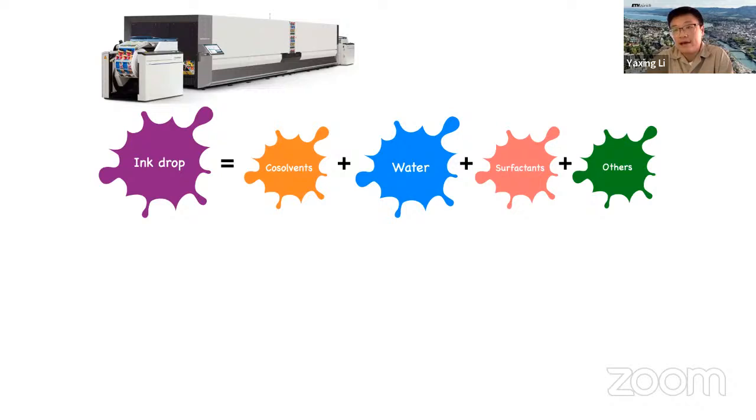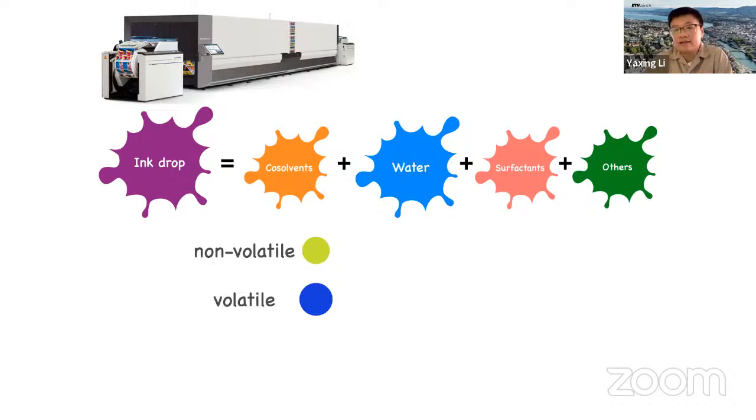But every ink droplet has so many different components. For example, Canon, their print drop is normally water-based because it's more environmentally friendly. So we always have water as one component, and then we have co-solvents, we have surfactants, and some others, for example, pigments, because eventually the paper is colored by pigments.